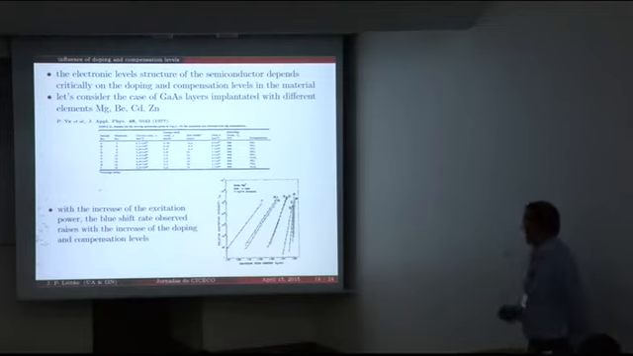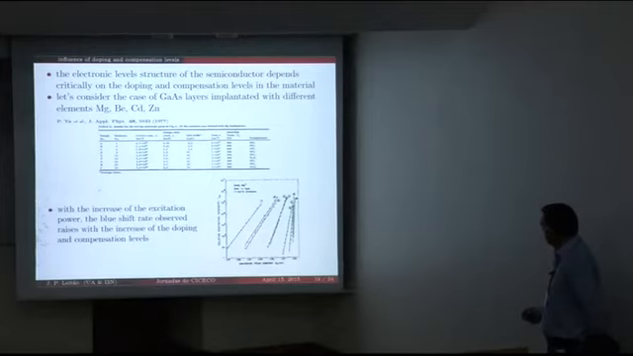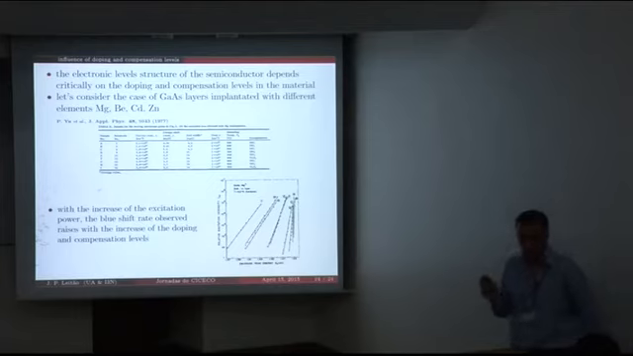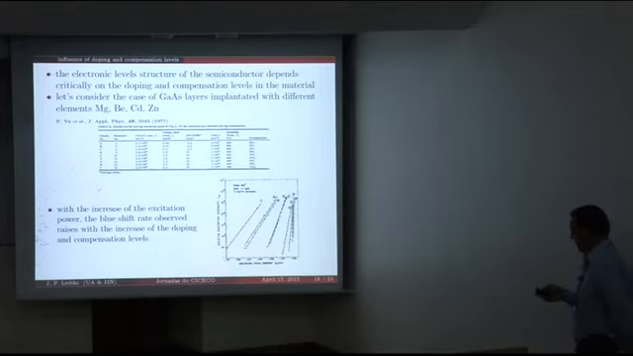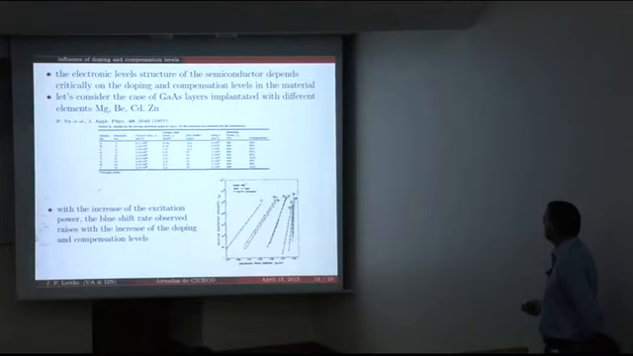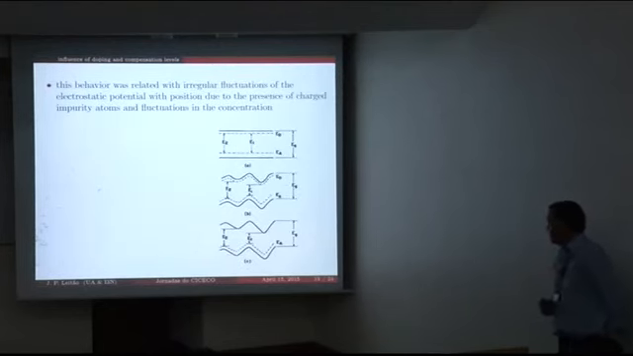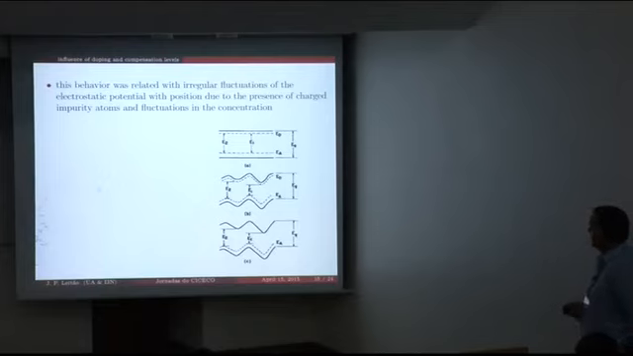Okay? However, when we increase the doping, we see that the shift is clearly higher. Okay? You call these bands moving bands. Okay? In my opinion, it's interesting, the name he gave to this. This behavior was related to irregular fluctuations of electrostatic potential with position, due precisely to the presence of charged impurity atoms and fluctuations in the concentration of these impurity atoms.